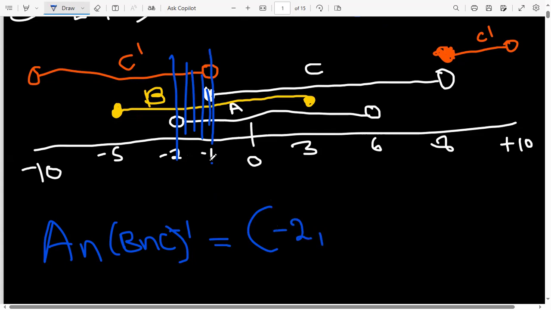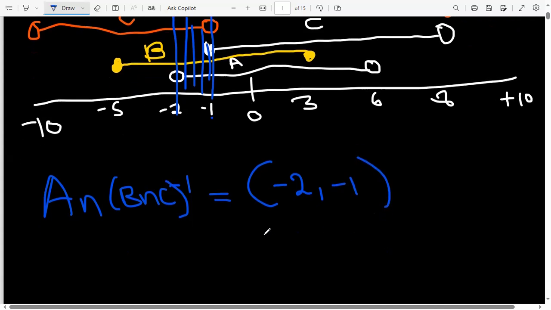Then we come to -1 here. We check the first line, which is the white line, it's included because I can only see a white line here. We check the yellow line, it's also included. What about this red line for the C complement? We see that there's an open circle there, so meaning the -1 is not included. Most of you are making a mistake. You are looking at the set C, which is including this -1. But no, we're not looking at the set C. We want the C complement, and in the C complement it's not there. So we are going to write -1, open bracket like that. So this here is our set A intersection B intersection C complement.